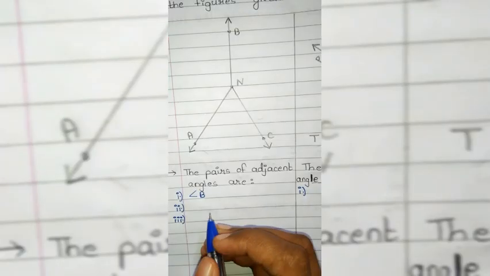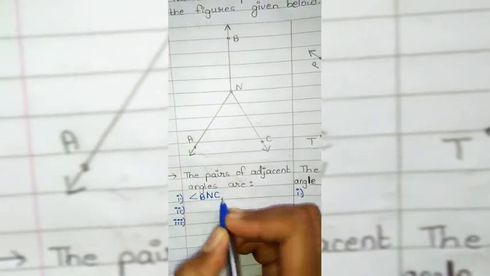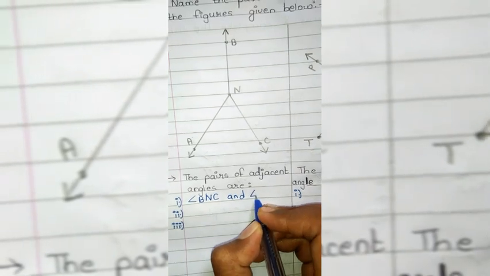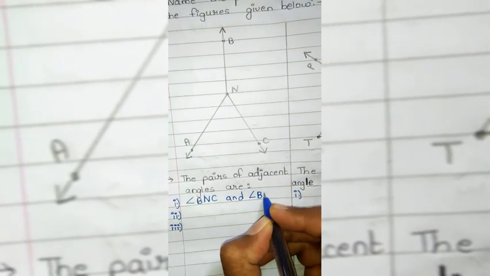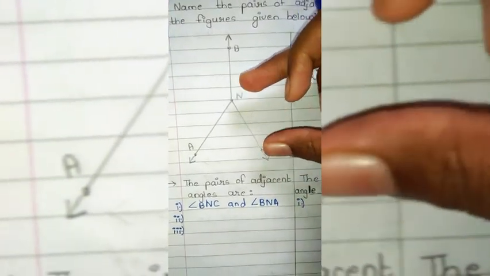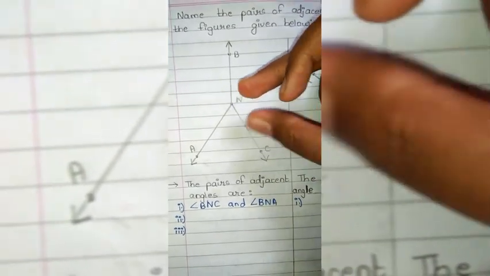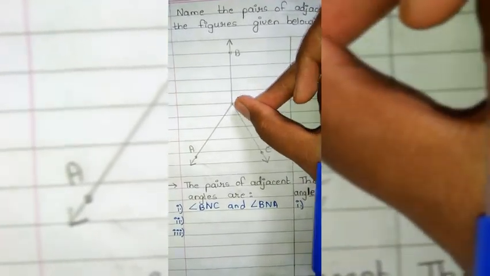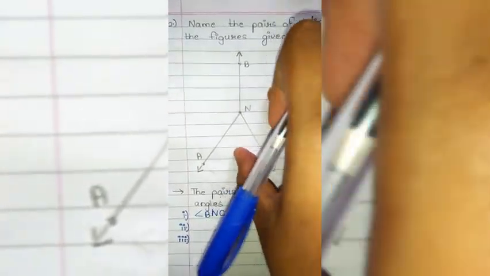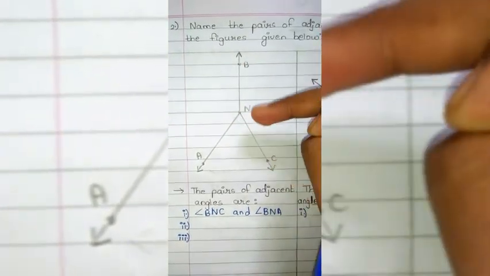So let's write down angle BNC and angle BNA. Now we'll consider this arm, arm NC. If we consider this arm, the common vertex is N here and the common arm is CN and the separate interiors are these two. So the angles will be BNC and angle CNA.